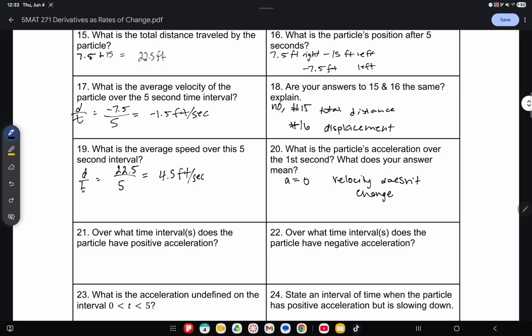Over what time intervals does the particle have a positive acceleration? Remember, this is where we have a positive slope, which was from 3 to 5. And having a negative acceleration is where that velocity is decreasing, or where we have a negative slope. So that's from 1 to 2 and 2 to 3.